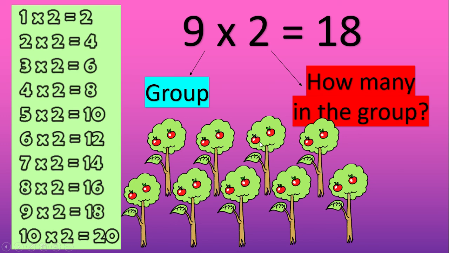1, 2, 3, 4, 5, 6, 7, 8, 9. So in each group there's 2 apples, so that's why we count in twos. 9 apple trees, 2 apples in each group. Therefore we have 18 as our answer.